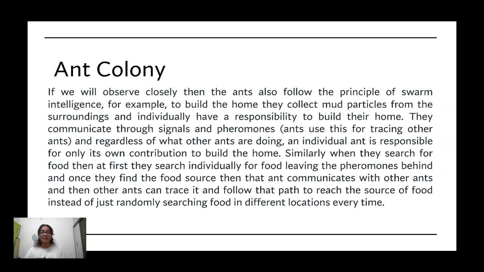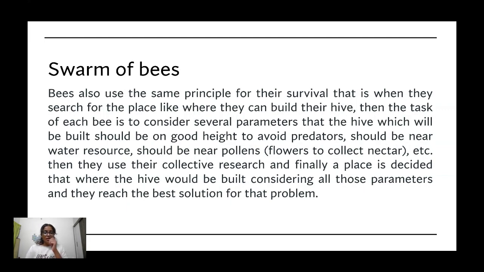Similarly, when they reach for food, at first they search individually for food, leaving the pheromones behind. Once they find the food source, that ant communicates with other ants, and then other ants can trace it and follow the path to reach the source of food instead of just randomly searching for food in different locations every time. So when it comes to a swarm of bees, bees also use the same principle for their survival.